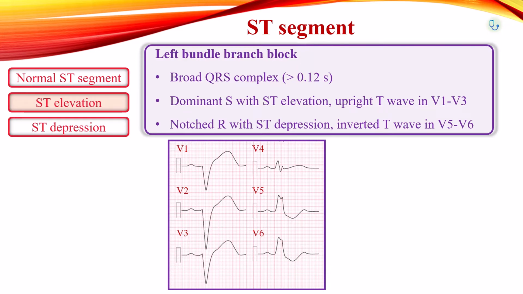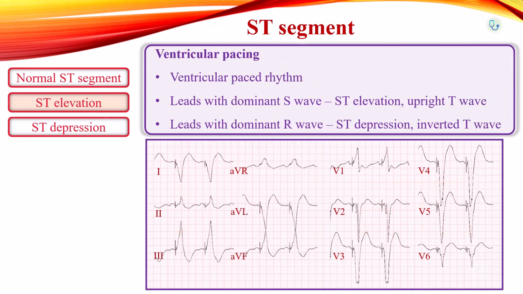In patients with left bundle branch block, diagnosis of myocardial infarction can be difficult based on EKG. The Sgarbossa criteria are used in the diagnosis of an acute myocardial infarction when a left bundle branch block is present. Ventricular pacing causes ST segment abnormalities identical to those seen in left bundle branch block.